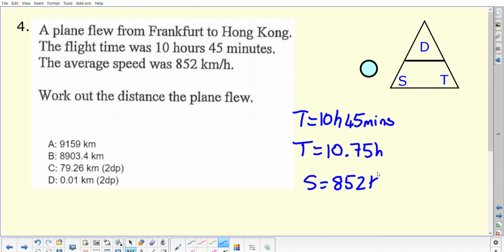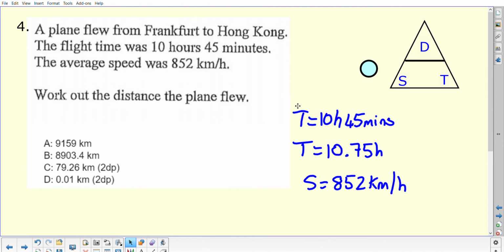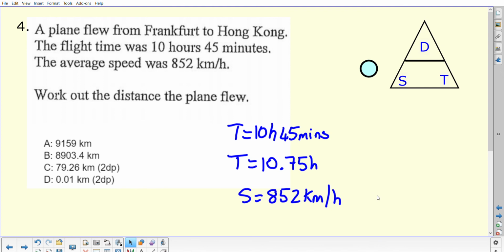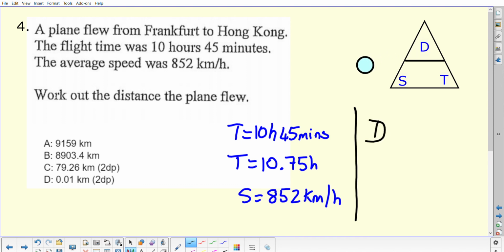The average speed was 852 kilometres per hour. So that's why we need that 10 hours 45 minutes to be written in terms of just hours. So we're looking to work out the distance. So what is the distance? If you cover up the little d, you'll see that's the formula where the s and the t are on the same line. So that means your formula for distance is where you're multiplying them. So speed times time.